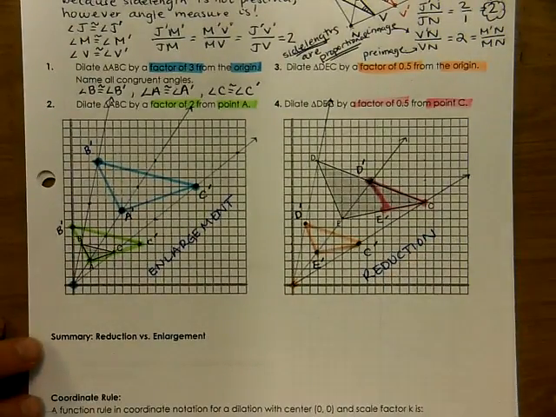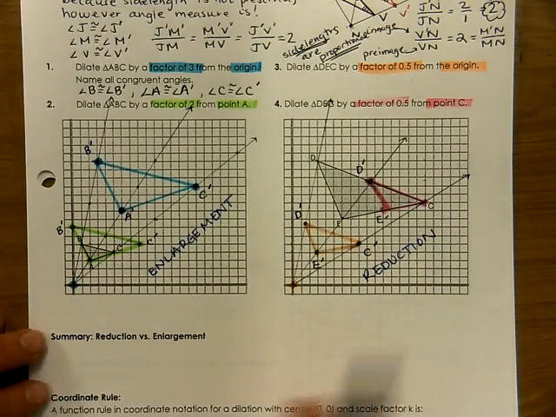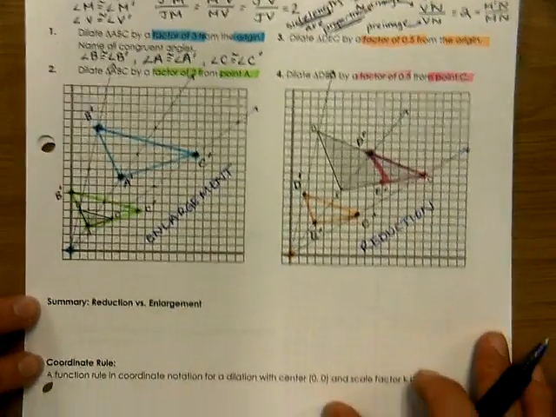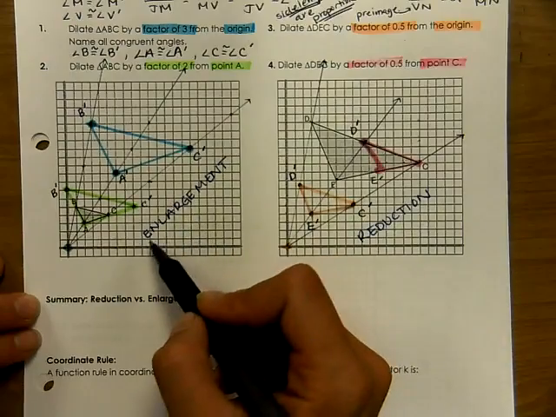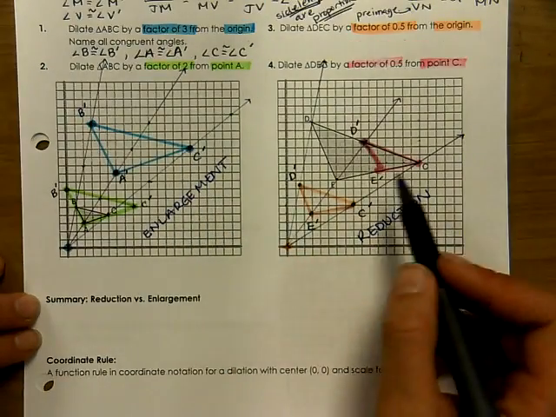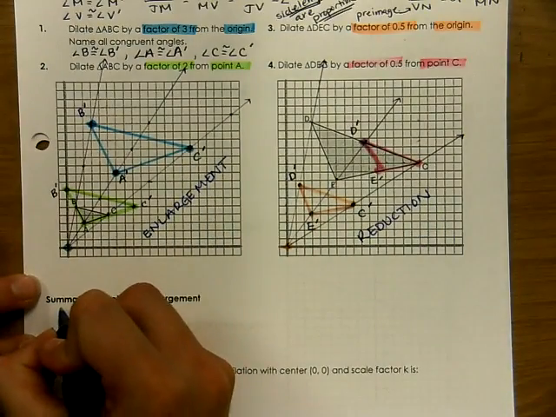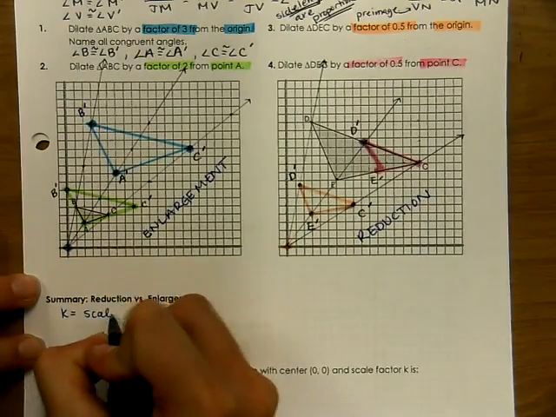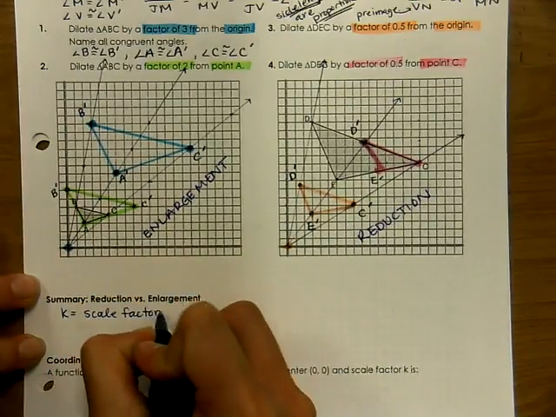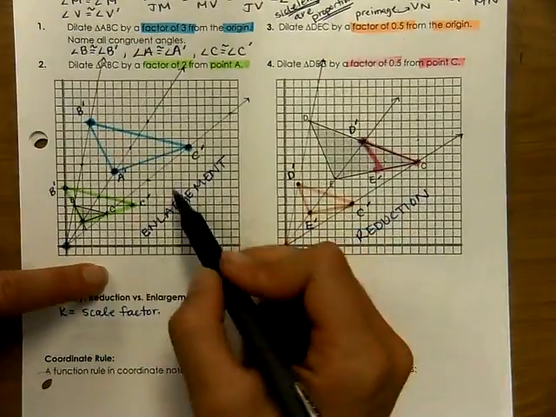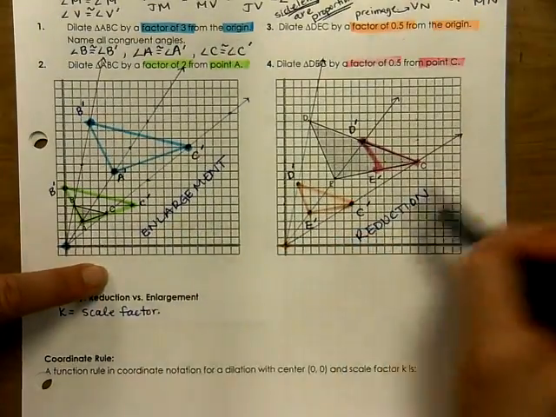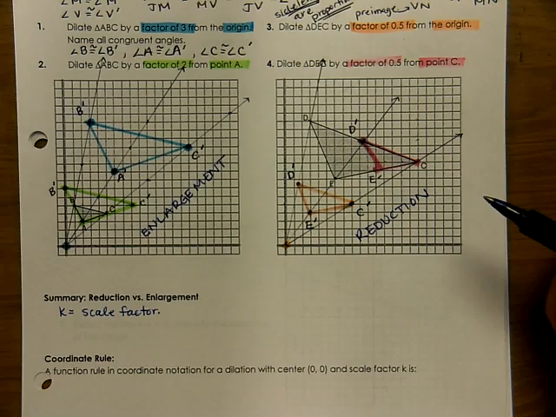So what I'd like you guys to try and do is think through, what do you think that the scale factor would have to be in order to make an enlargement? And what would have to be to make a reduction? So I'm going to say K is the scale factor. For an enlargement, what does K have to be? And for a reduction, go ahead and pause the video and try and think through this on your own.